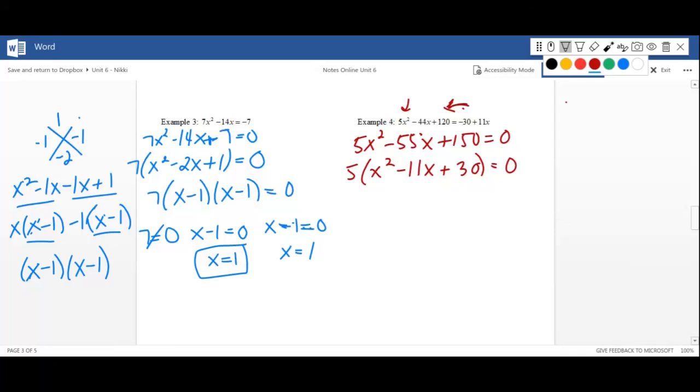And what's left over is, again, a trinomial. So we'll put 30 up top and negative 11 on the bottom. Two numbers that multiply to 30, but add to negative 11. Negative 5, negative 6. And we do our trinomial grouping work to get this thing factored.